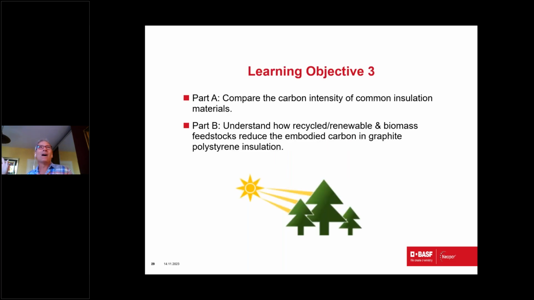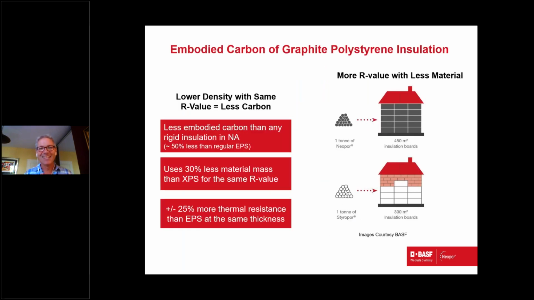Alrighty, so we've gone through a lot of this stuff to get to where, well, how do we use these tools to do something like compare the carbon intensity of a common insulation material? And then once we compare that, how do we say, well, gosh, here's a manufacturer that is substituting some of the raw material ingredients with renewable or recycled. How does that change things? I'm glad you asked. We'll see.